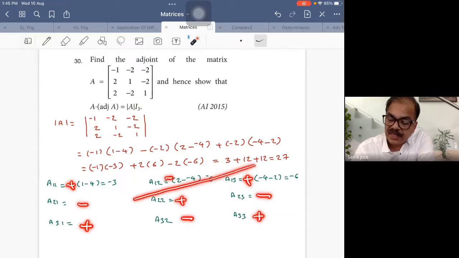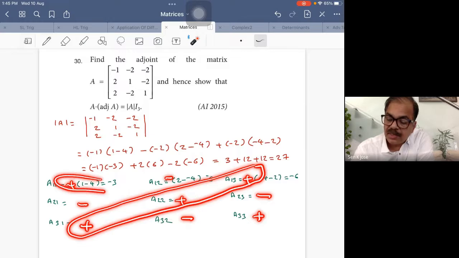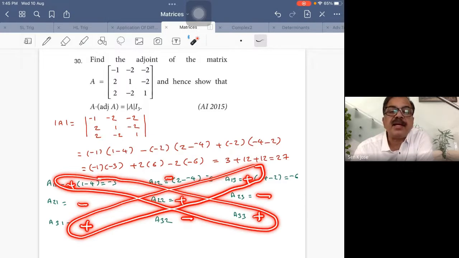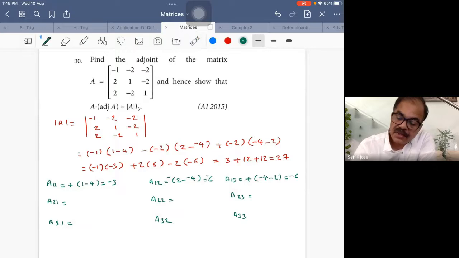You can verify like this. Diagonally, that's all plus. Diagonally, that's all plus. And the remaining are negative. That's a kind of checking. So I have minus here, I have plus here, I have minus, then plus, minus, and plus.